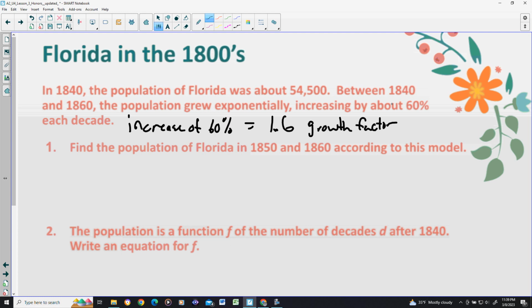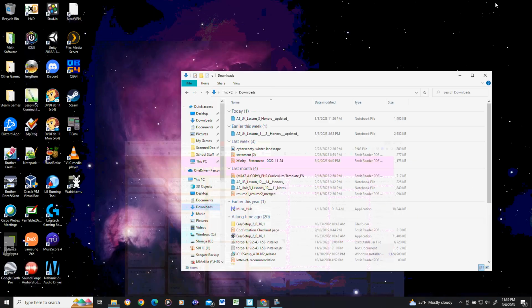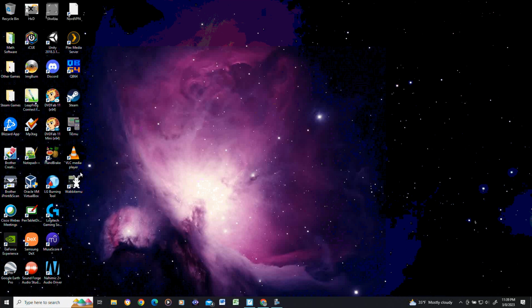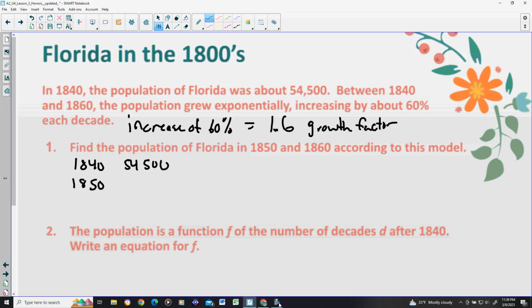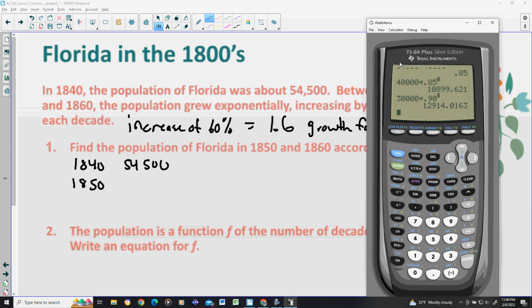Okay, so now let's take a look. Find the population in 1850. So in 1840, we know we had 54,500. In 1850, we're going to multiply by 1.6. Let's find that out. Bring that back. Okay, calculator's going to load. There it is. Okay, perfect.